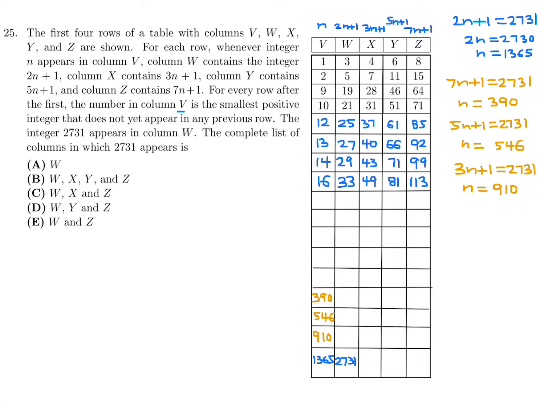Okay, so here we go. Let's just start with the 390. So I've got to show whether or not this 390 appears in any of these rows. So does 390 appear in W? If it does, it would be of the form 2n plus 1. If 390 appears in the other row, it would be of the form 3n plus 1. If it appears in Y, it would be of the form 5n plus 1. And if it appeared in Z somewhere, it would be 7n plus 1.